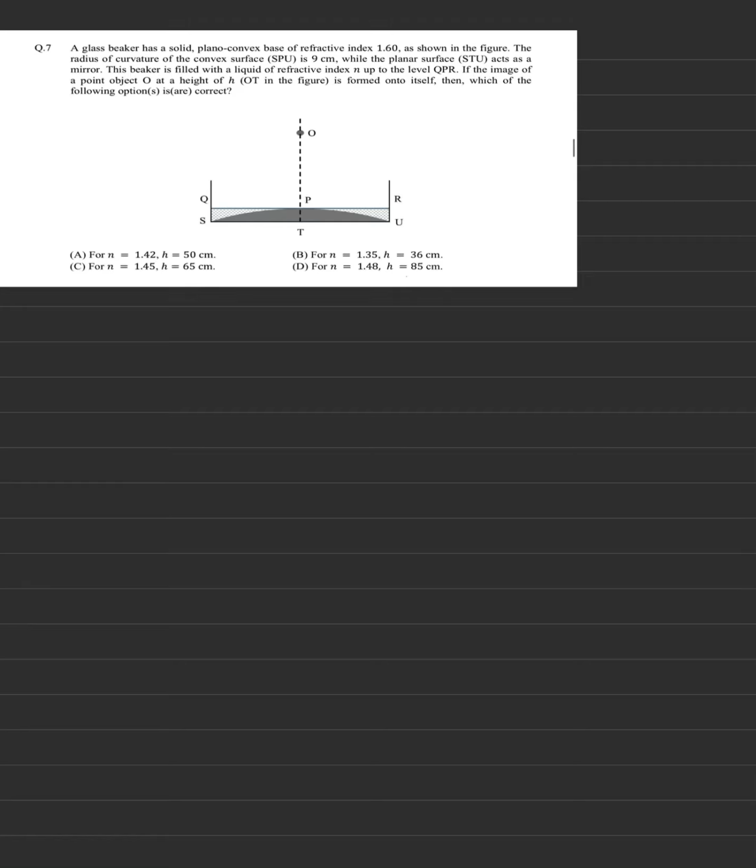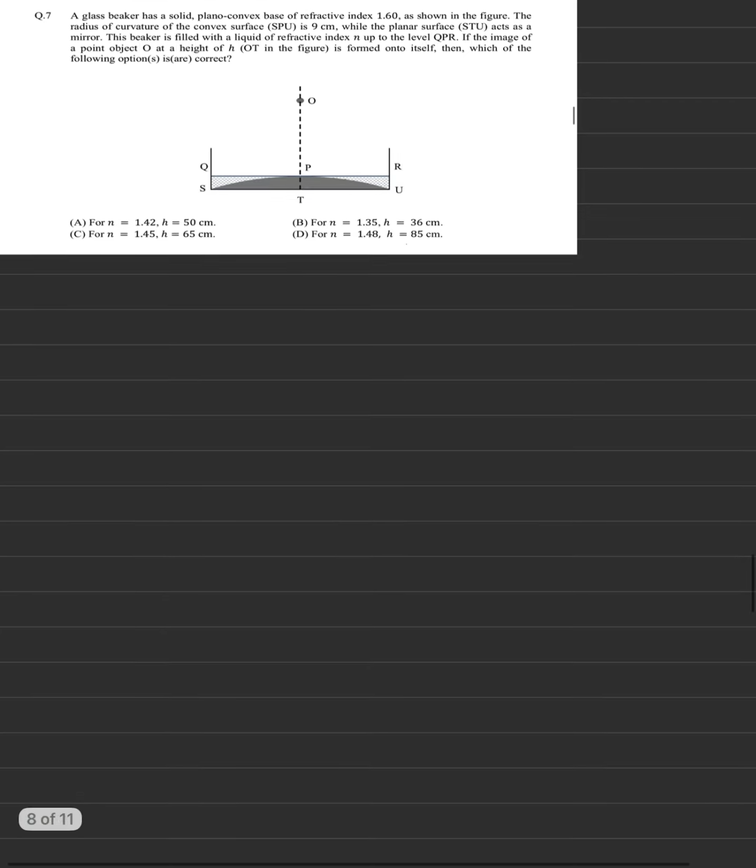Number 7, JEE Advanced 2024 Paper 1 solution. Let us see the question.